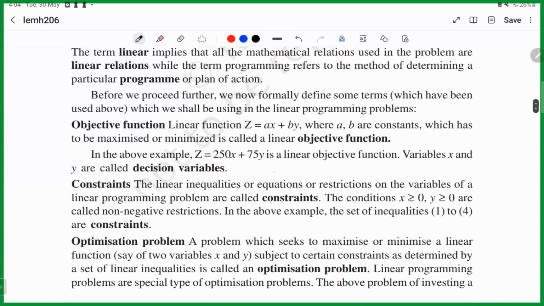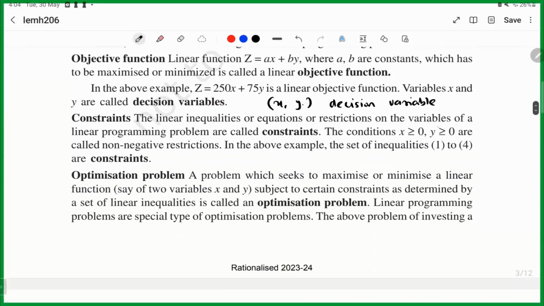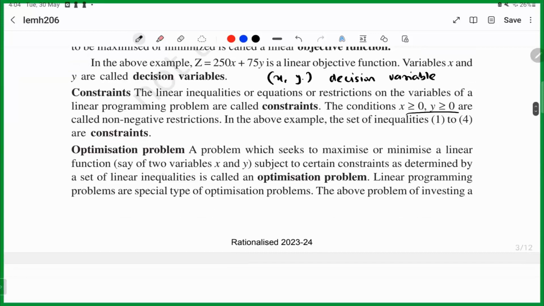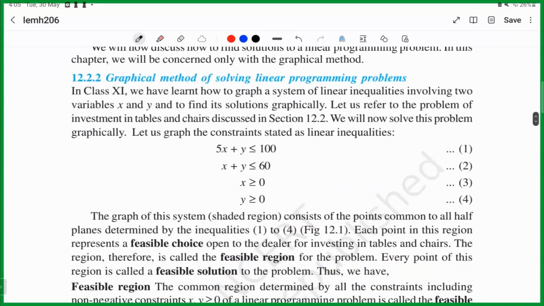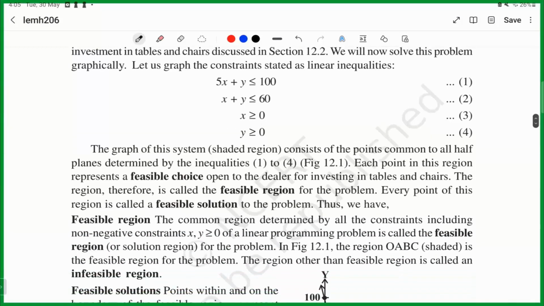X and Y are called decision variables. They are called decision variables because they drive the decision process, right? Then you have constraints, which are detailed above. Then there are optimization problems, basically. Optimization algorithms are techniques used to solve optimization problems. You can solve linear programming problems in different ways. Okay, so here we'll be focusing on the graphical method. So you're given all the constraints, and you state all this work.